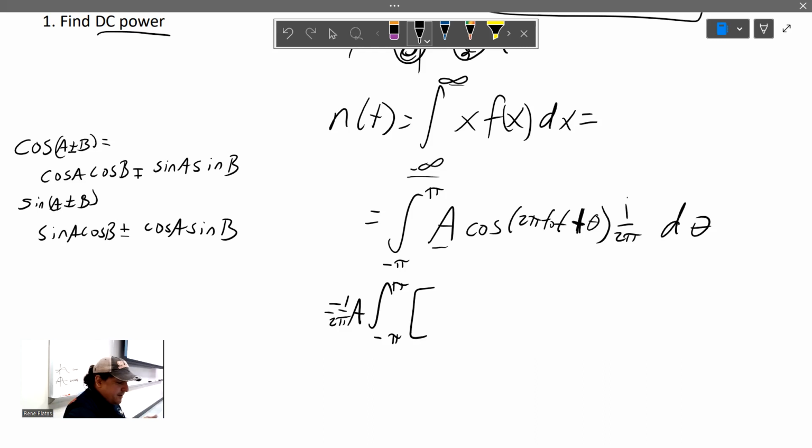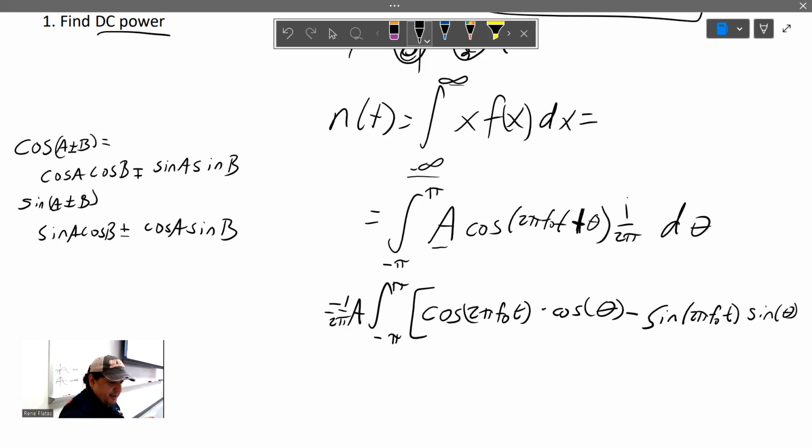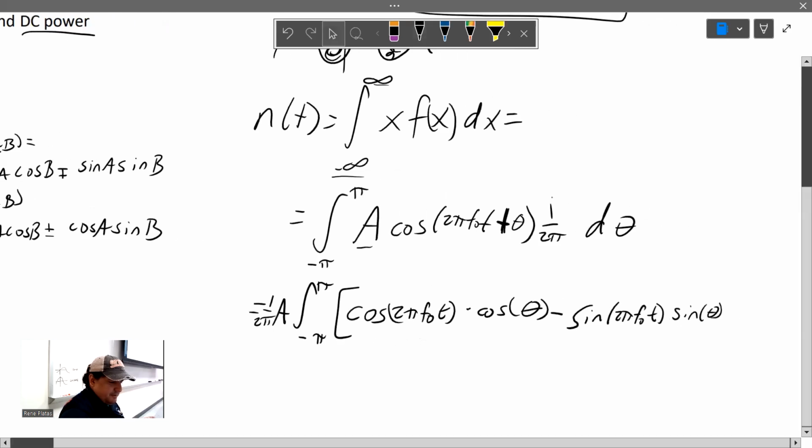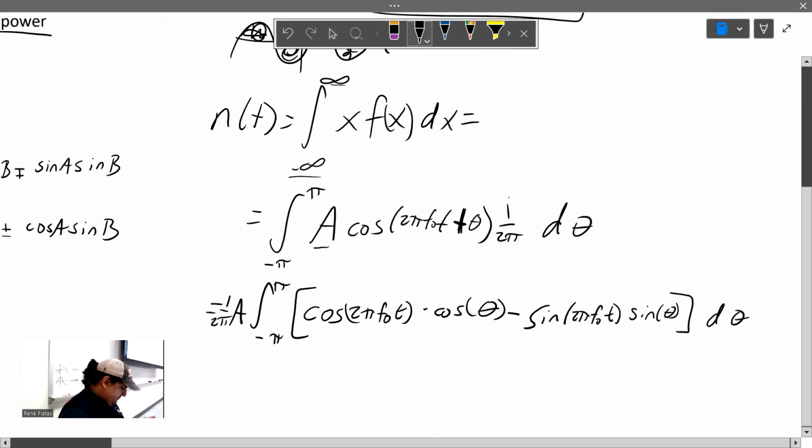All right. So we have a cosine sum. We write down our identity: cosine of 2 pi f0 t times cosine of random theta. It's a sum, so it has to be minus sine of 2 pi f0 t sine of random variable theta, d theta. Boom, chakalaka.